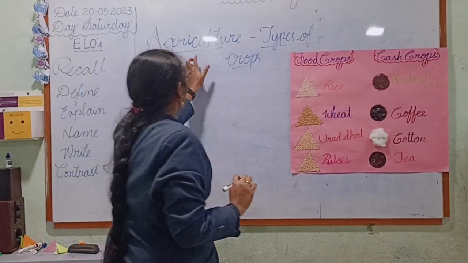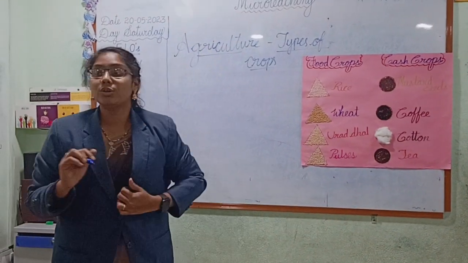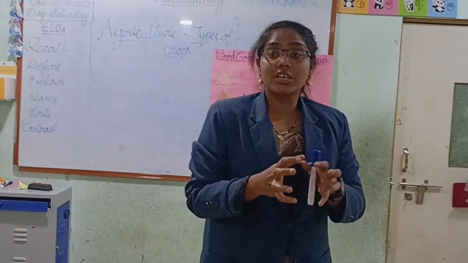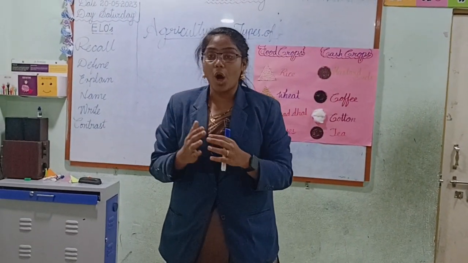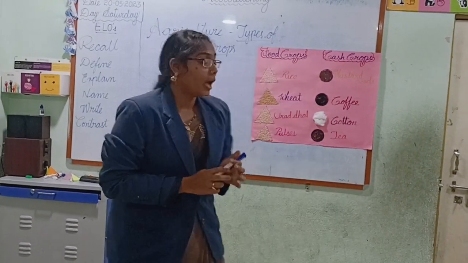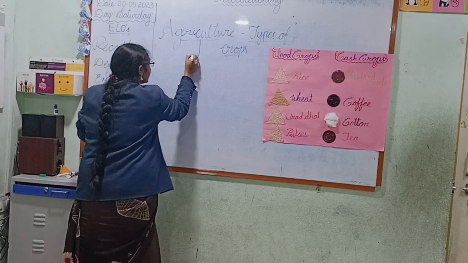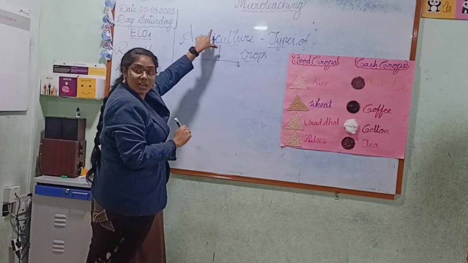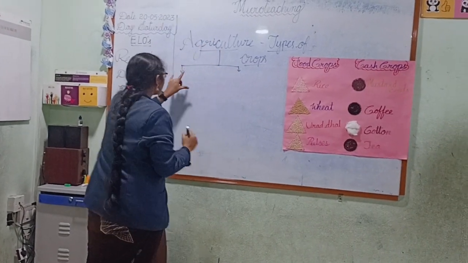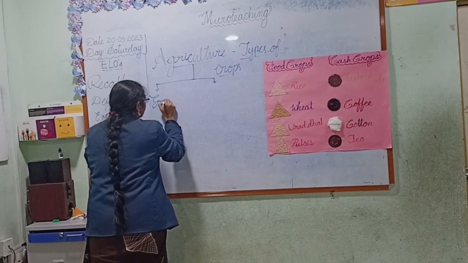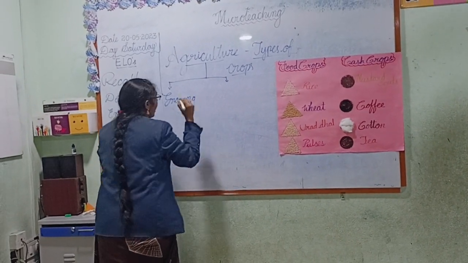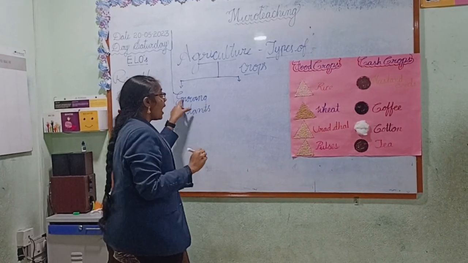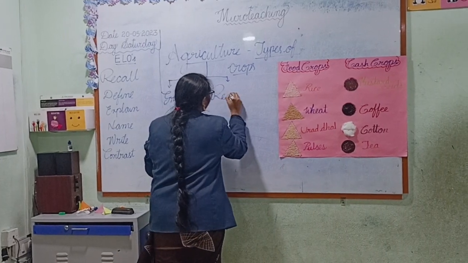Okay, so what do you mean by agriculture? Do you know, children, what is the meaning of agriculture? Let me tell you. Agriculture is the process of growing crops and rearing livestock. Here, the agriculture activity is divided into two activities. One is growing plants or growing crops, and the second activity is rearing livestock.